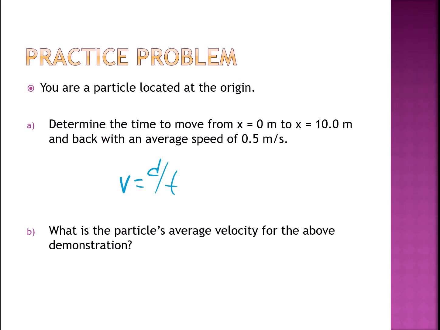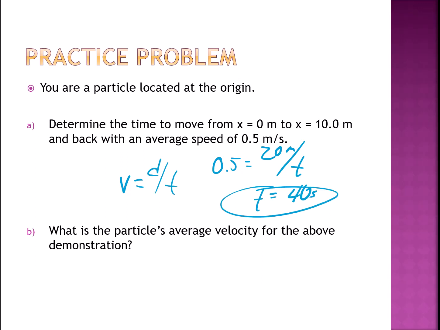The total distance would be 20 meters because you're going there and back, 10 meters out, 10 meters back. Plug in 20 for my distance, plug in my speed of 0.5, solve for my time, and you get 40 seconds. If you're going to do half a meter every single second, then it's going to take you 2 seconds to go 1 meter, hence it'll take you 40 seconds to do the whole 20.